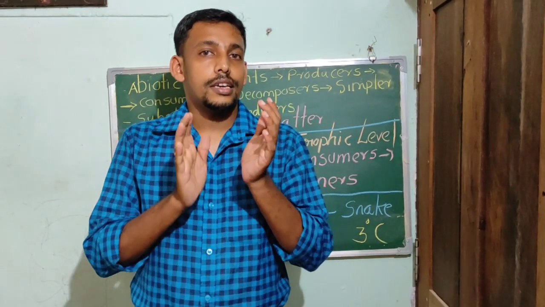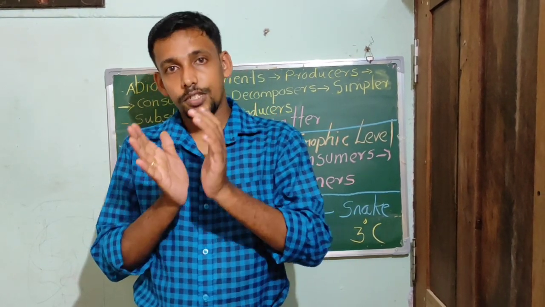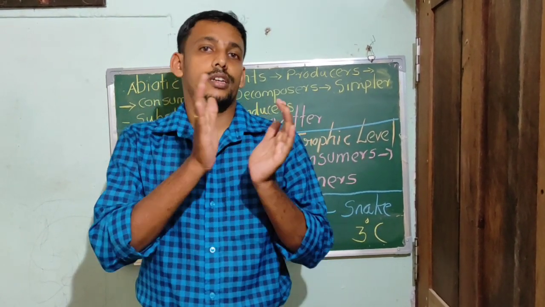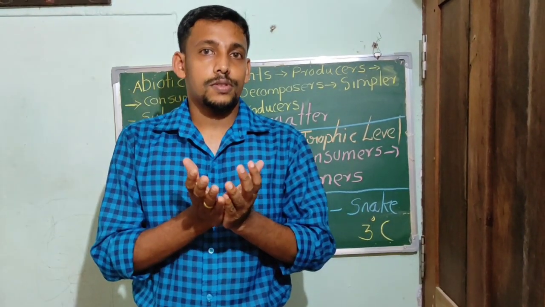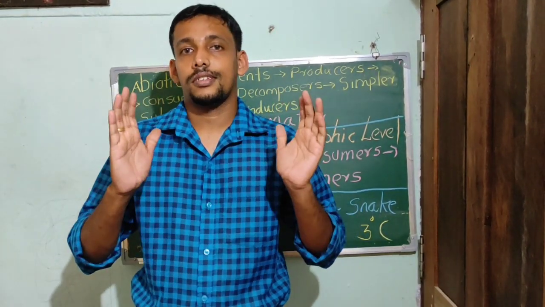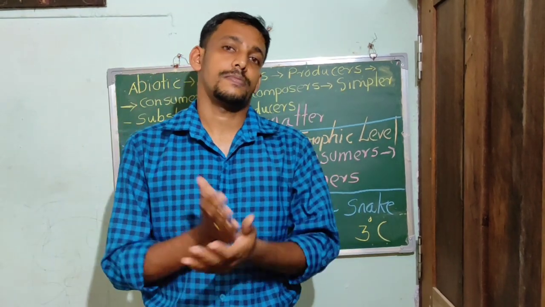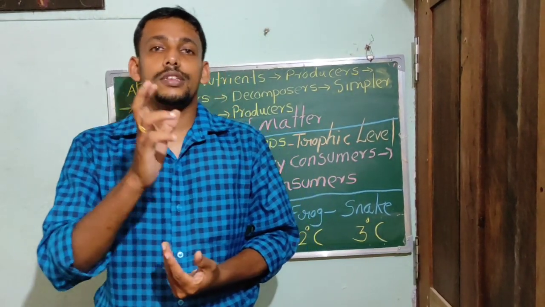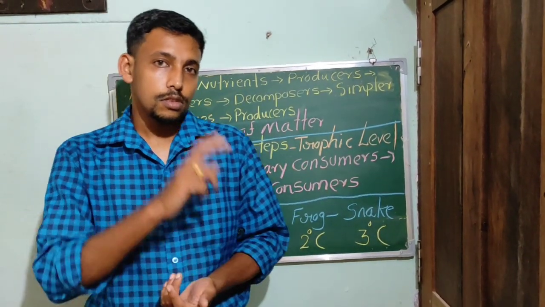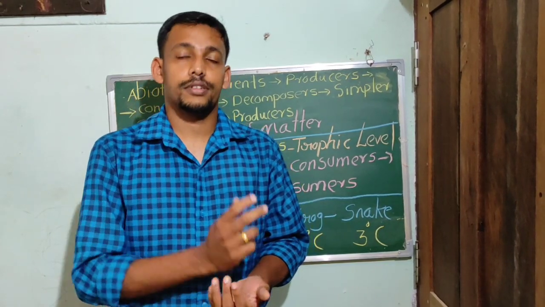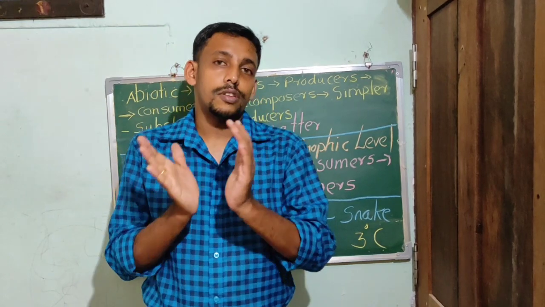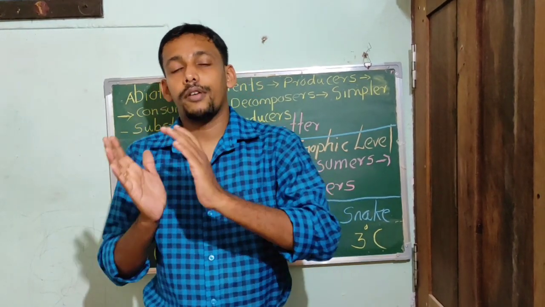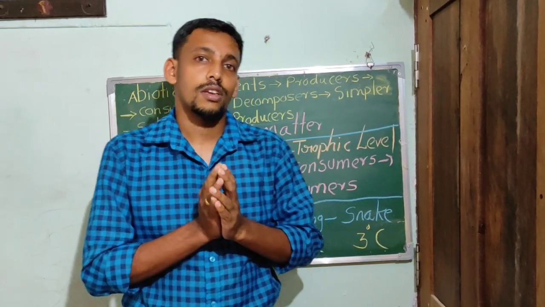We know that in an ecosystem there are biotic as well as abiotic components, and there is an interaction between these. Only then can we say that the unit is an ecosystem. So in an ecosystem there is interaction between organisms and their environment, between the biotic and abiotic components.